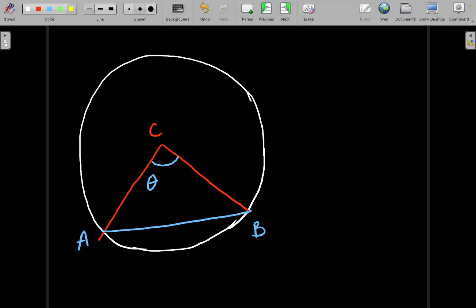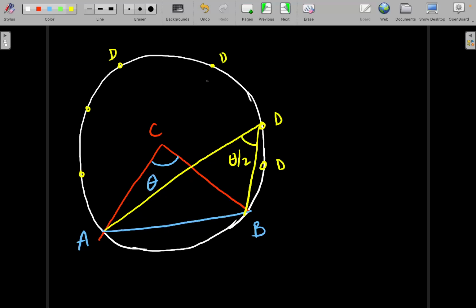What we're really trying to say is that you can take the point D anywhere on this part of the circle, and all the angles subtended by the chord, which is basically joining A to D to B, are going to be theta by 2. It doesn't matter where you take D, all these angles are going to be theta by 2.